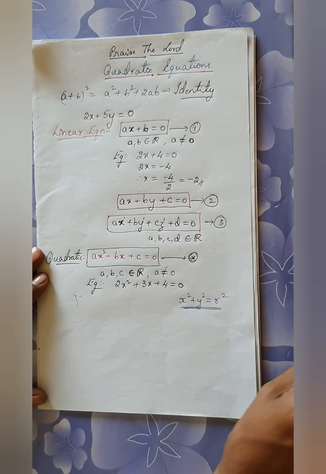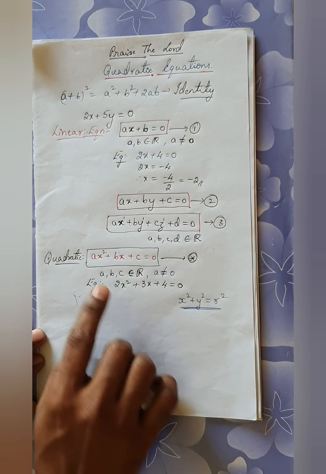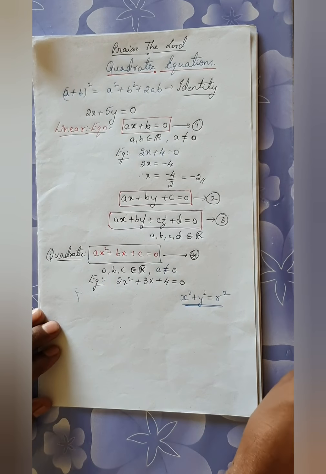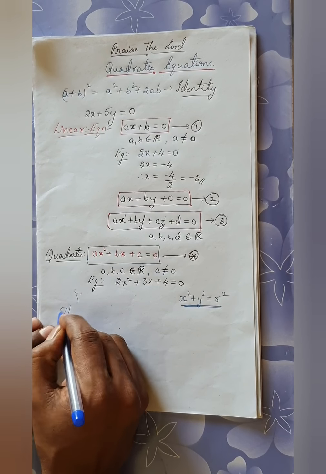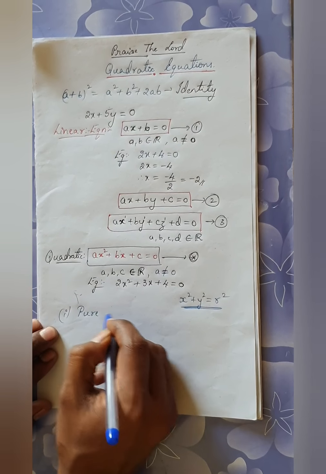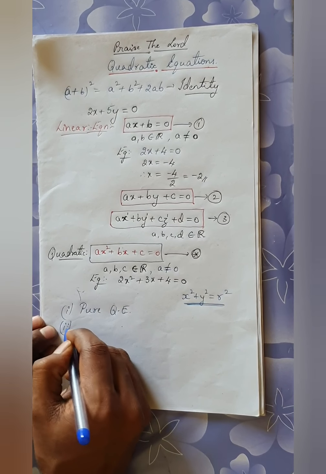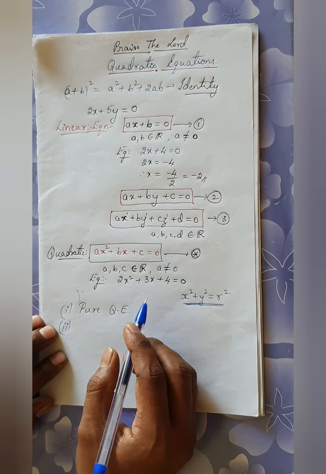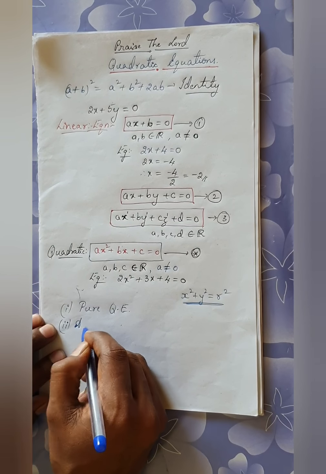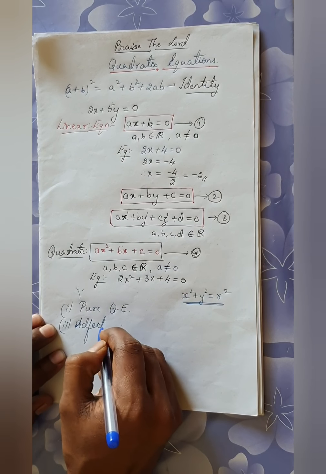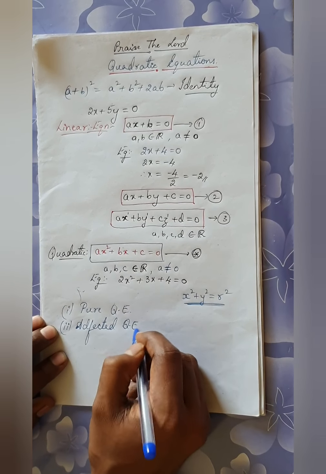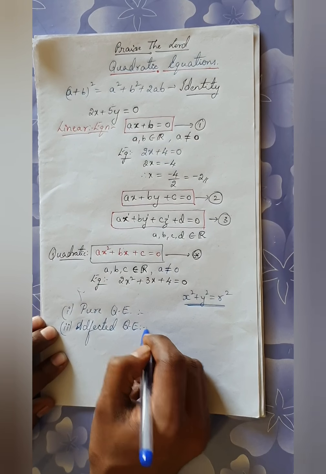Now you have come to know what a quadratic equation is. Now there are two types of quadratic equation. One is the pure quadratic equation, the other one is, no, it is not impure, it is called the affected quadratic equation.